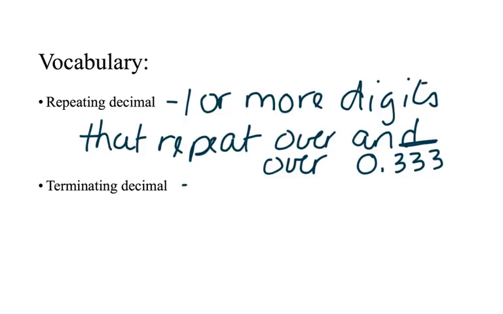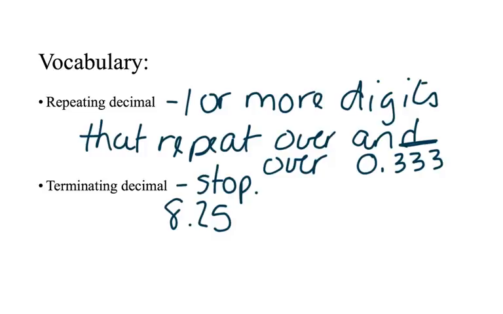A terminating decimal is a decimal that just stops. For instance, 8 and 25/100ths. That's a terminating decimal. It stops. It doesn't keep going. Now, we're not going to talk about decimals that are continuous and keep going. We're talking about just repeating decimals and terminating decimals. And terminating decimals stop. That's what I wanted to tell you.